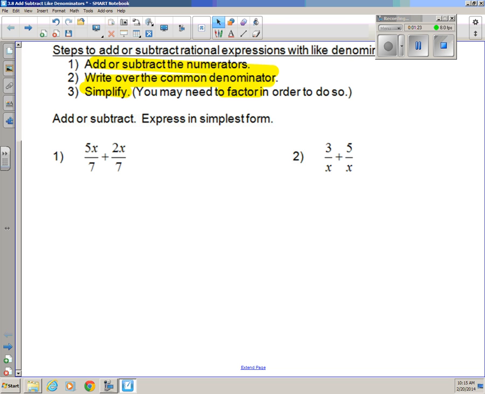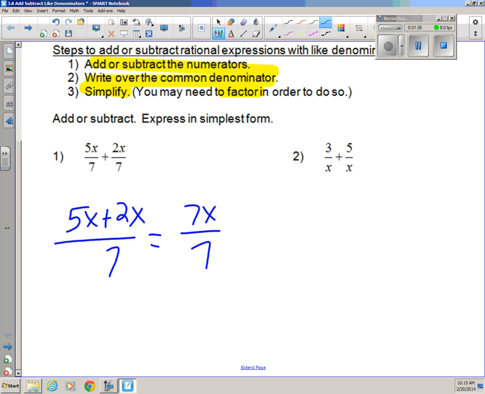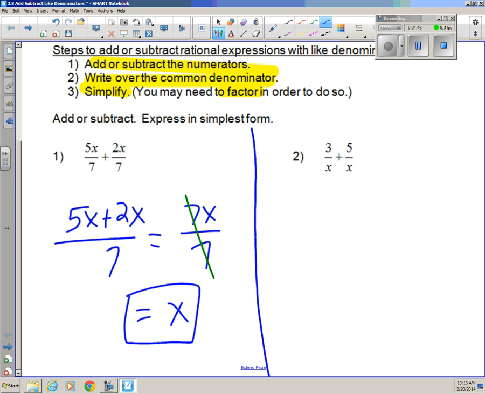So this first one, like denominators, we've got 7. So it really becomes 5x plus 2x all over 7. I've got like terms in my numerator. It's 7x over 7, and I know that 7 divided by itself is just 1. So this final answer is just x. No big deal.